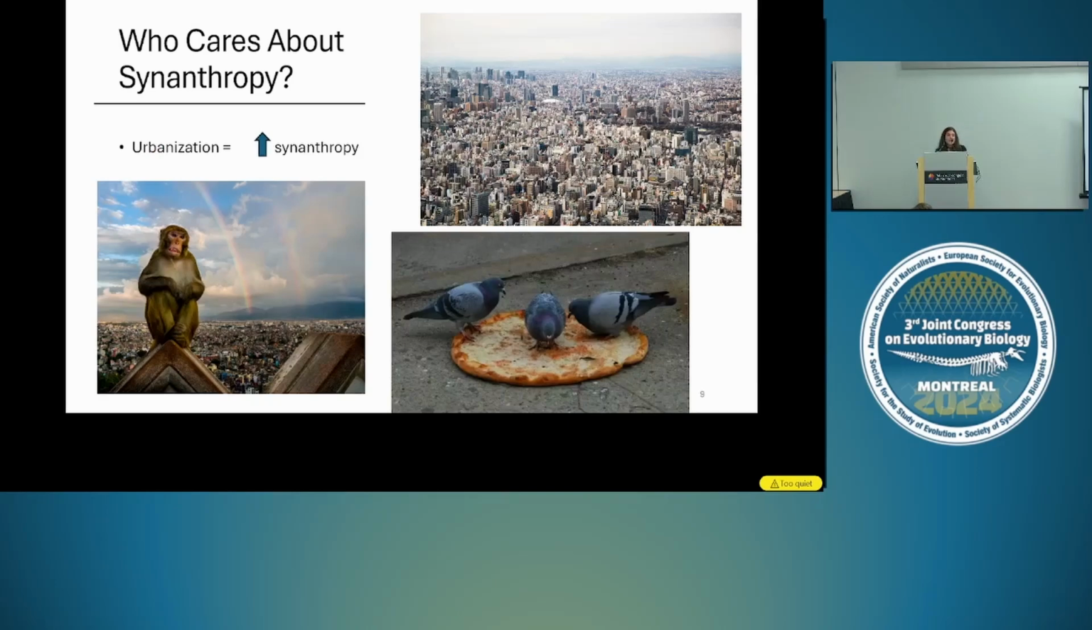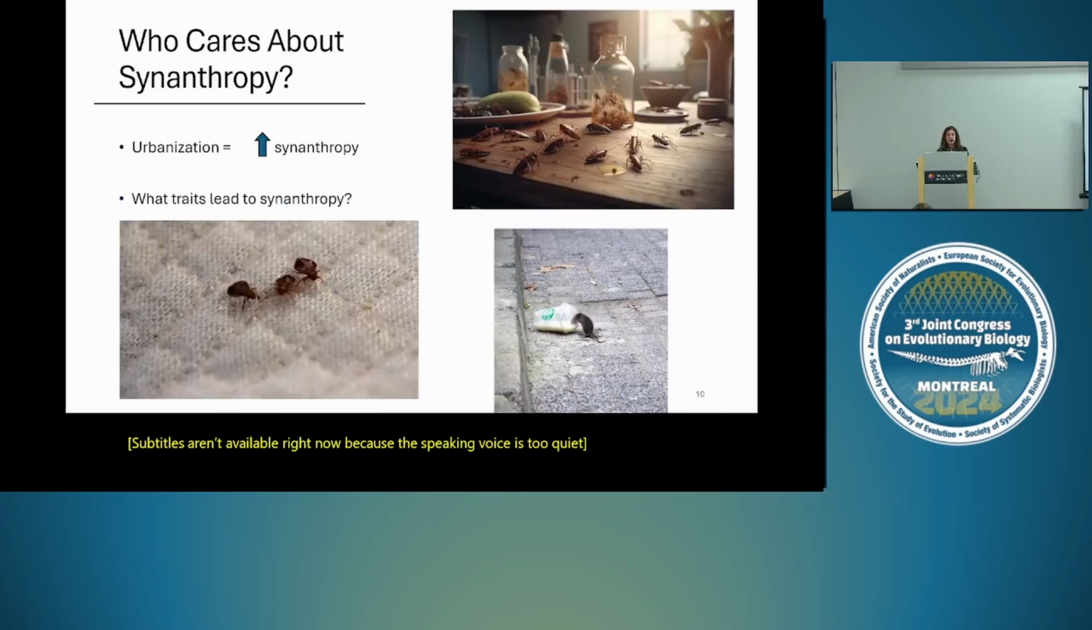And this is relevant to us because urbanization leads to an increase in synanthropy, and as we continue to urbanize, we will continue to encourage synanthropic adaptation in the organisms that are all around us. I'm interested in synanthropic organisms and what traits predispose them to successfully adapt to the anthropogenic environment.